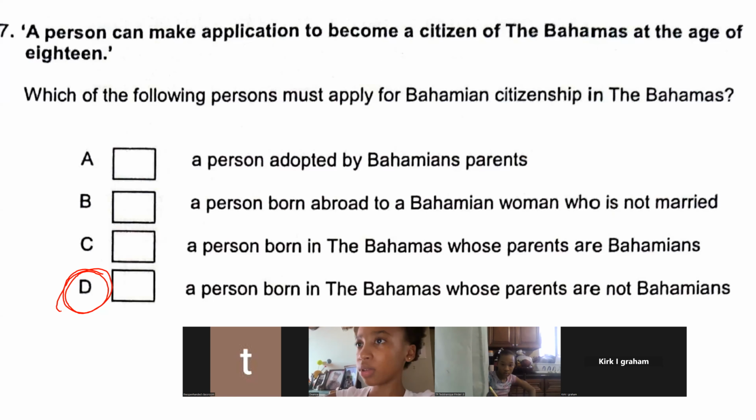Okay? I have a question. Go ahead. So what if your dad is Bahamian but your mommy is Spanish? Do you still have to go earn citizenship? No, no, you don't. So please write this down and write the correct answer for me, please.